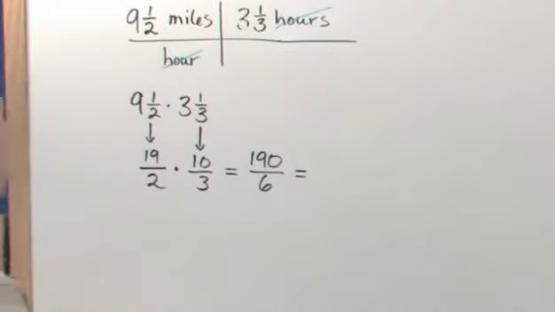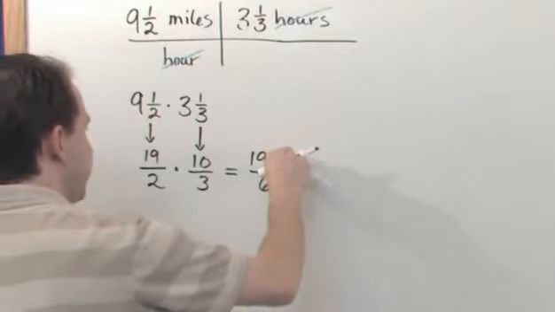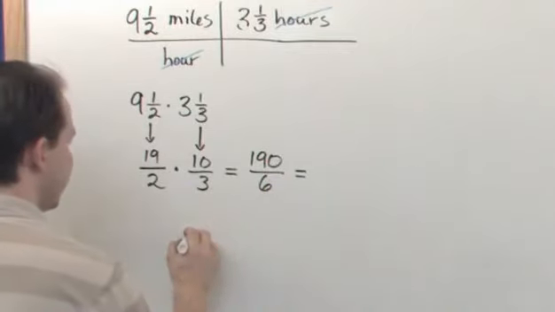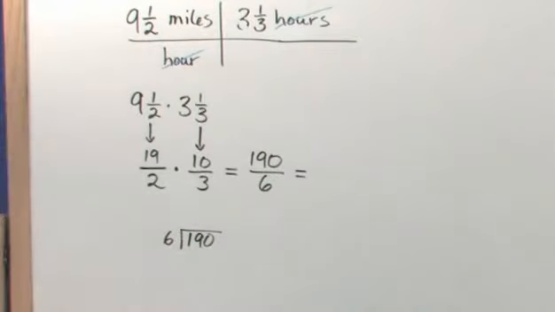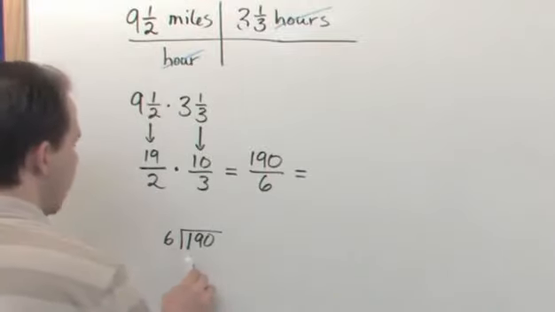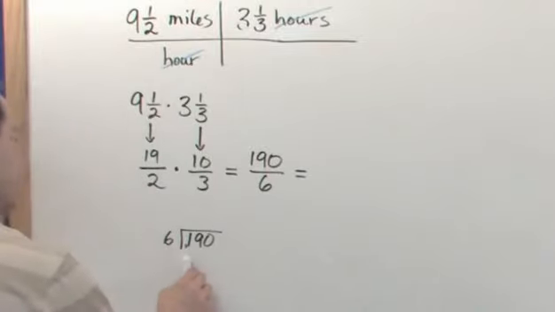So what we're doing is we're dividing 190 divided by 6. That's what this is. That is what we are doing. So let's go ahead and do that division here. 6 goes into 1 how many times? It goes 0 times because 1 is just too little. It's smaller than 6. So let's begin to look at 19.